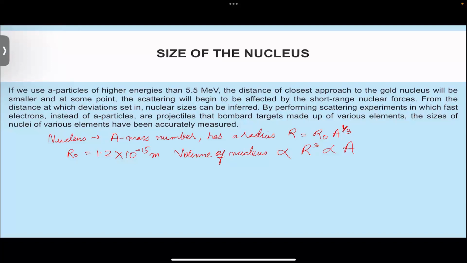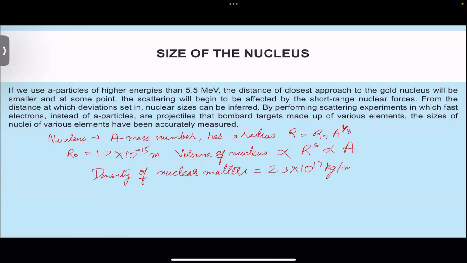Now, different nuclei will have different... you can kind of understand it as liquids with different density. The density of nuclear matter is approximately 2.3 into 10 raised to 17 kg per meter cube. This is the density of the nuclear matter, and as you can see, it is very large compared to ordinary matter.